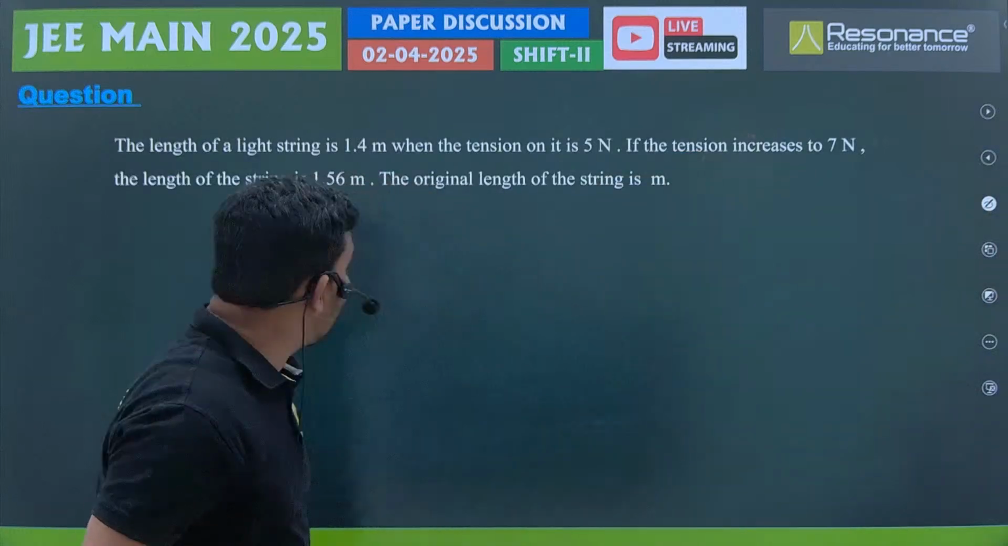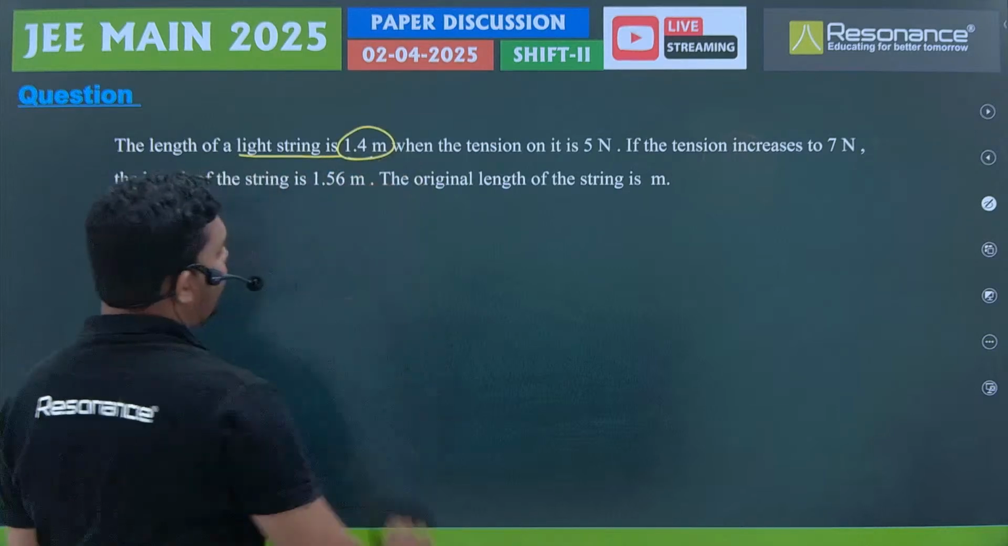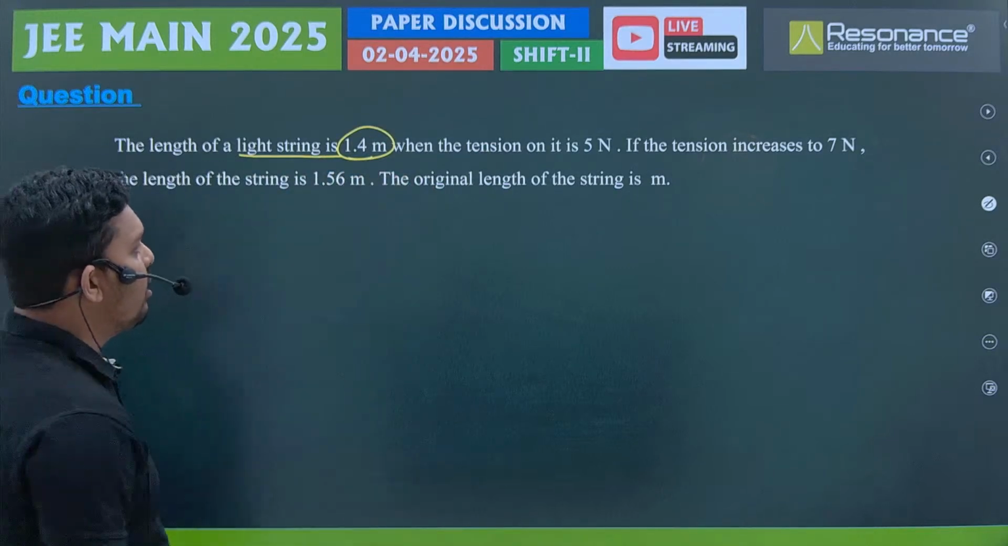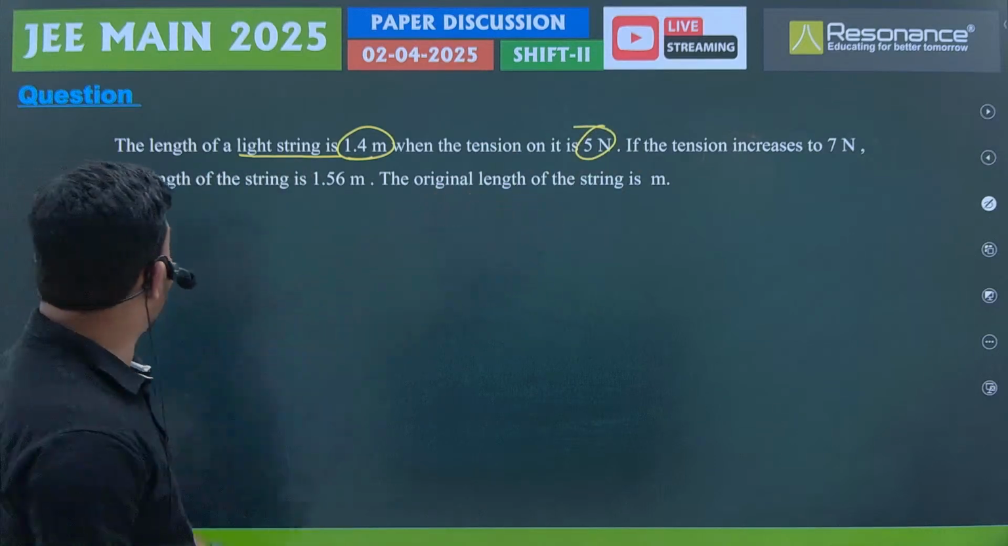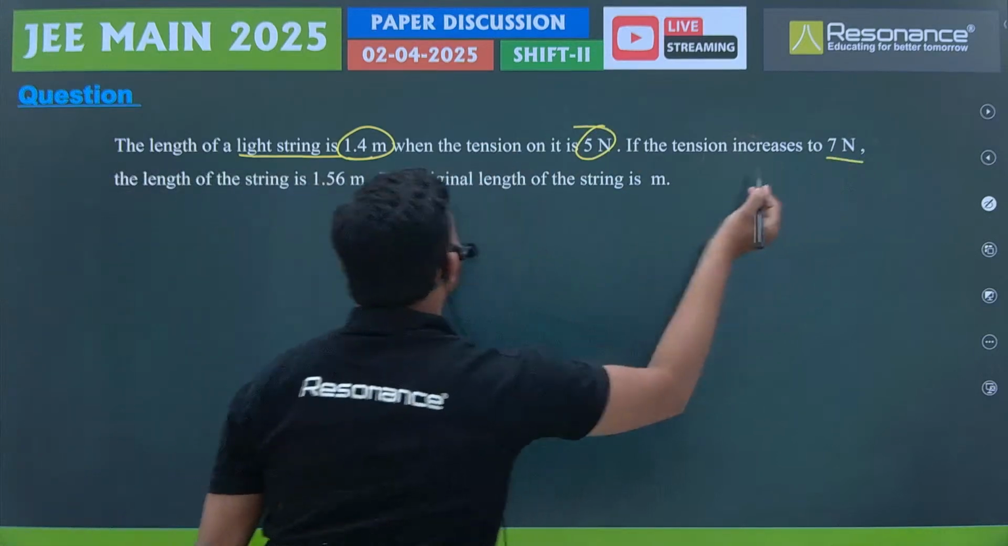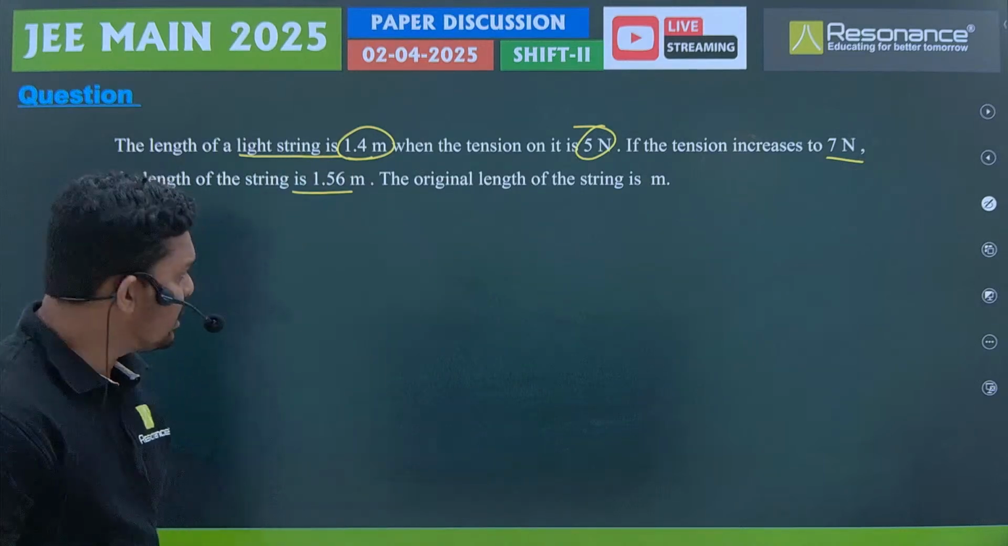In the next question, what he has given is, the length of a light string is 1.4 meter when the tension on it is 5 newtons. So we know that if the tension increases to 7 newtons, the length of this string is going to be 1.56. So he is asking us to find out the original length of the string.